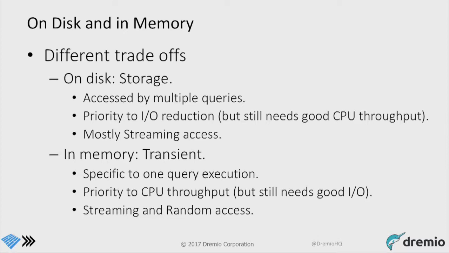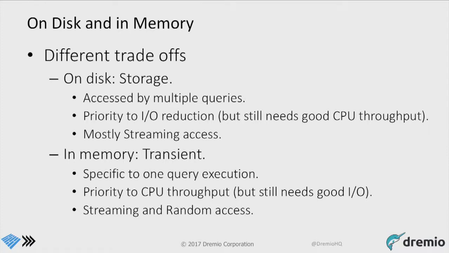Another question is, hey, you had Parquet as a columnar representation already. Why didn't you just put it in memory? Well, there are different trade-offs. When we store on disk, it's mainly storage. It's going to be written once and read many times and read from different points of view. We may access different columns with different filters. And there's a need for more compactness. We're optimizing more for doing scans really fast on this data, so there's mostly streaming access. And so there's a priority on reducing I/O. We still want low CPU costs, but reducing I/O is more important.